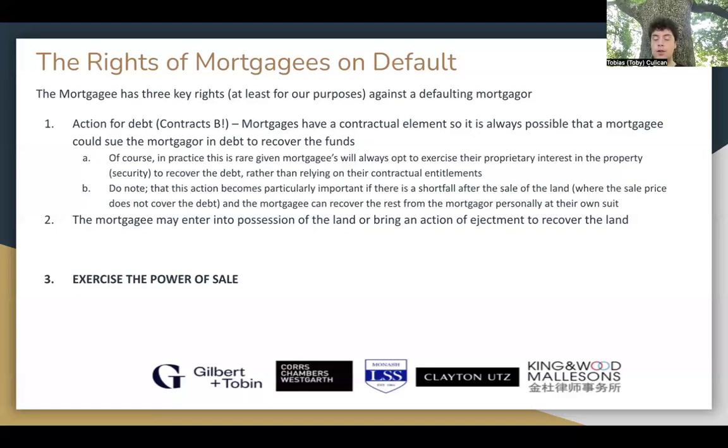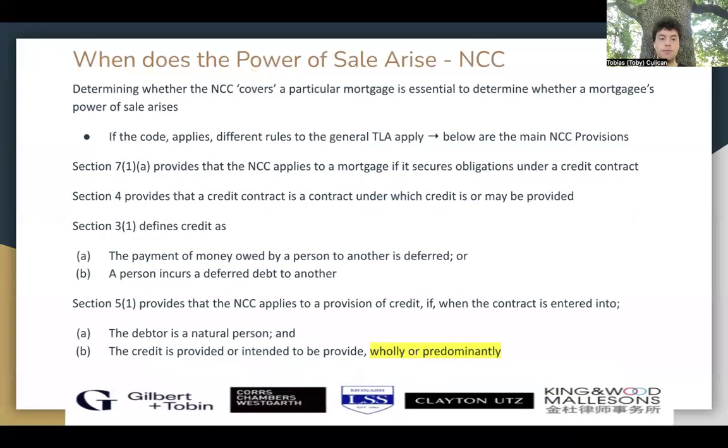It's really important to note, and we'll be going through that in more depth later when you start to learn about registered mortgages and perhaps even fraudulent mortgages and the situation that arises there. Second, the mortgagee may enter into possession of the land or bring an action of ejectment to recover the land. What a lame remedy. You can march on the land, claim the rents, etc. But what we're really interested in is exercising the power of sale. That's why they've taken the mortgage, to have that power of sale. And we're going to talk about the circumstances in which it arises.